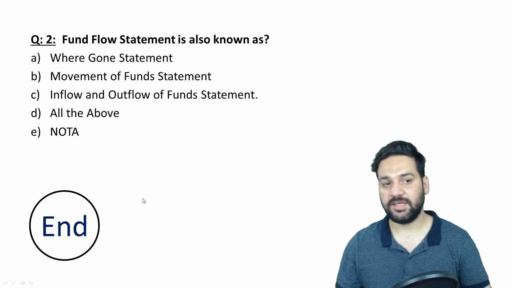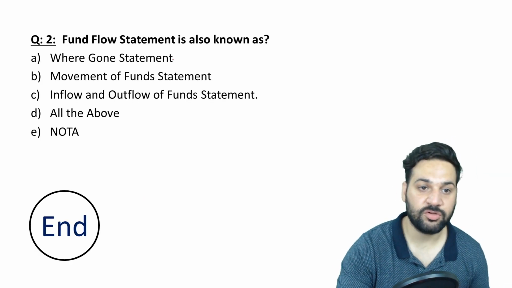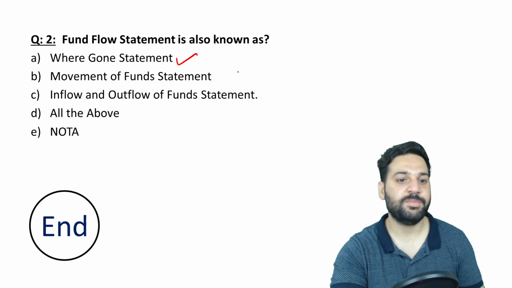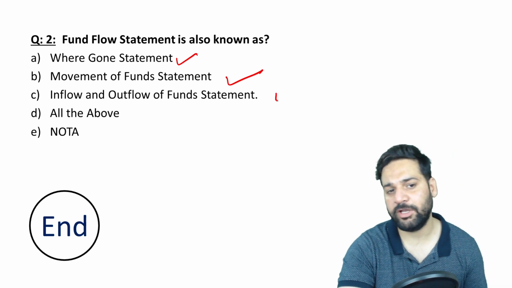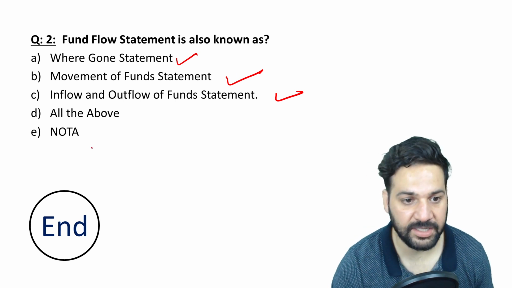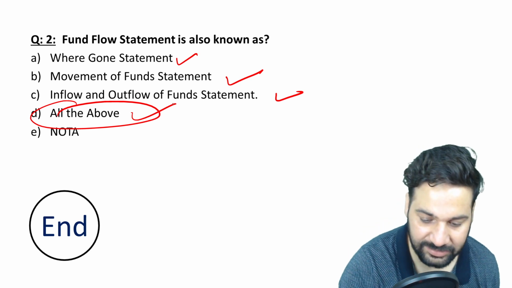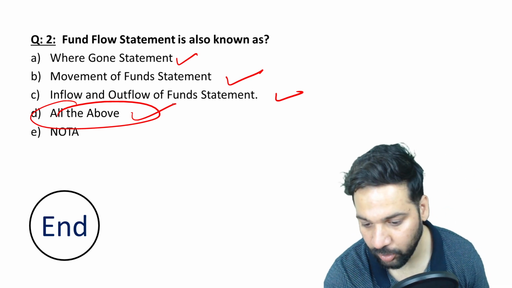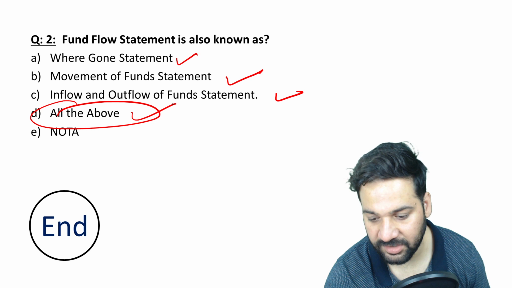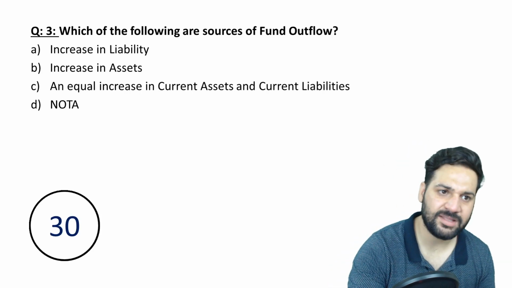Somebody said C, but the correct answer is D. It's also known as where gone statement, movement of fund statement, inflow and outflow of fund statement. So all of the above is the correct answer. D is the correct answer. I hope a lot of you gave me the correct answer.